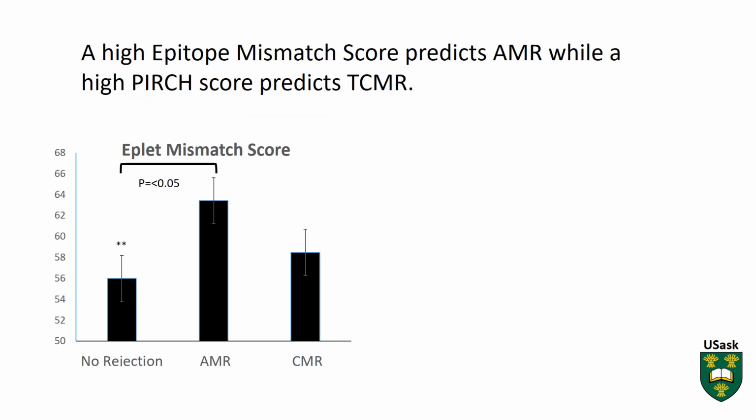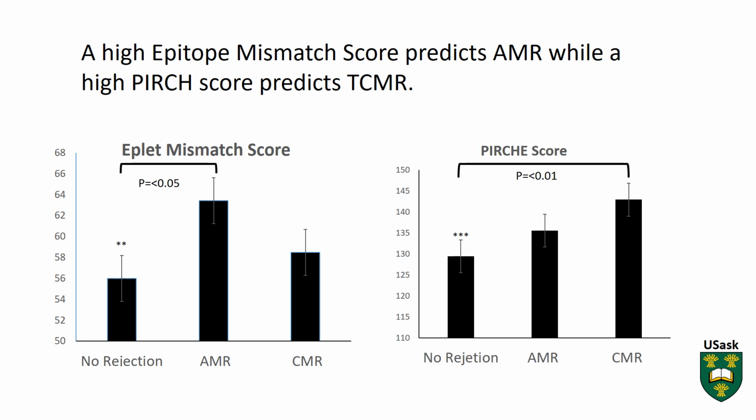When we compared the eplet mismatch score to antibody-mediated rejection or cell-mediated rejection, you can see that the patients who developed antibody-mediated rejection have a significantly higher eplet mismatch score compared to the no-rejection group. And when you look at the PIRCHE score, you can see that the picture has been reversed, and the patients who develop cell-mediated rejection have a higher PIRCHE score compared to the no-rejection and antibody-mediated rejection groups.